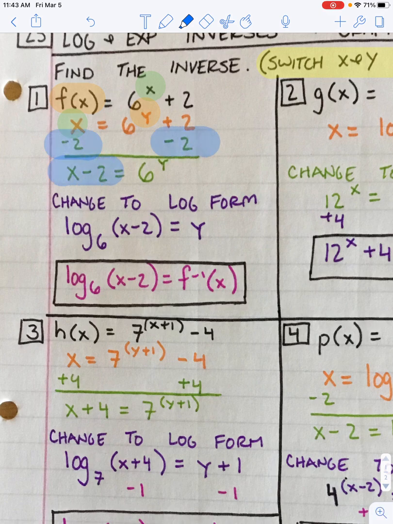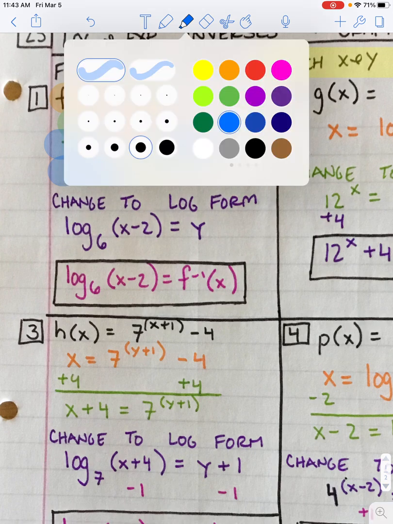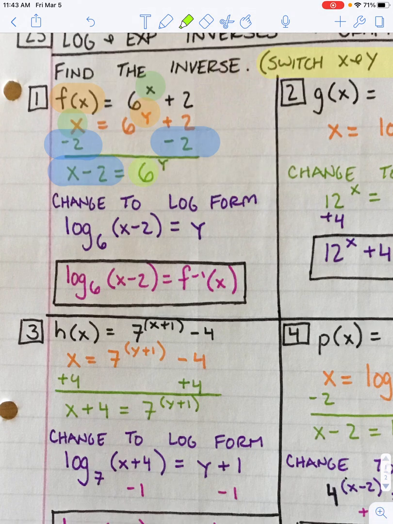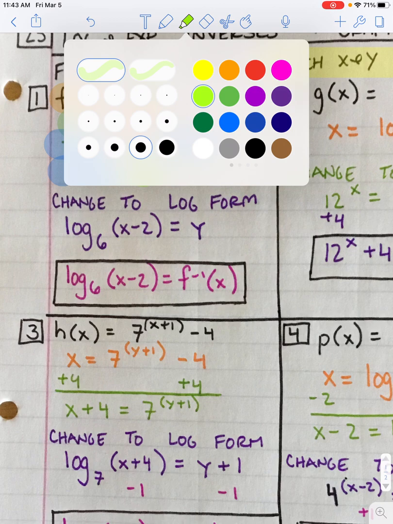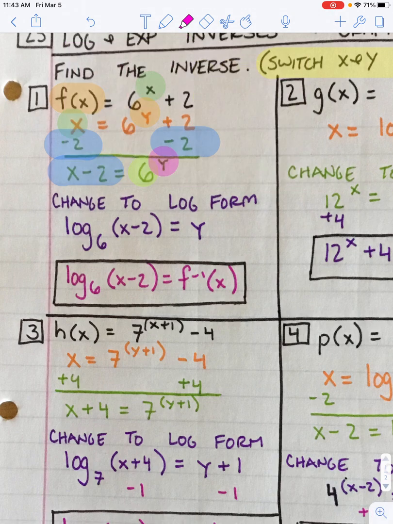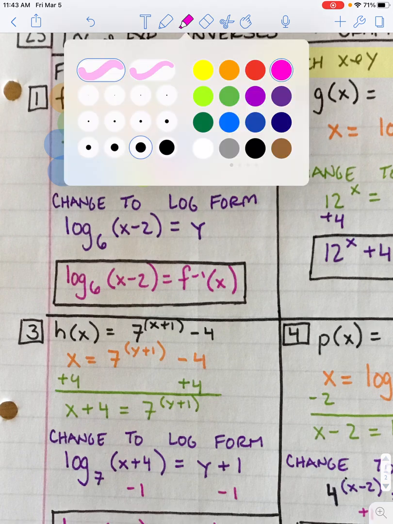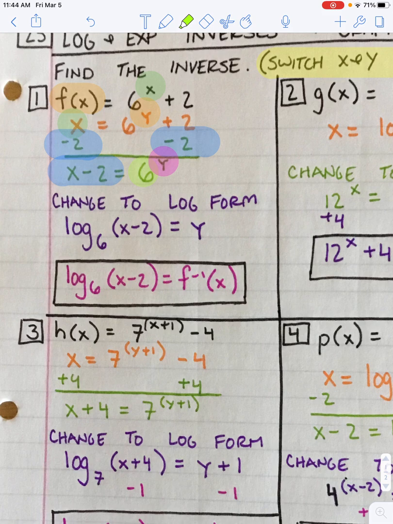So we have x minus 2 is equal to 6 raised to the y. Okay, so anytime, again, we're trying to solve for the variable up in the exponent, we want to change it to log form. So we can see our base here is 6. So we're going to take log base 6 of our x minus 2 is equal to y.